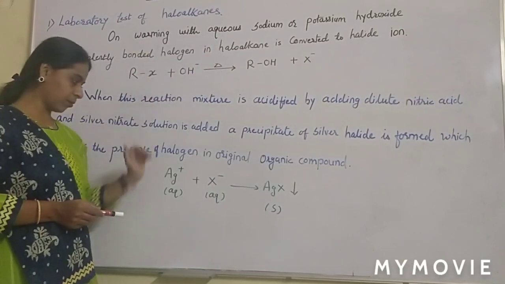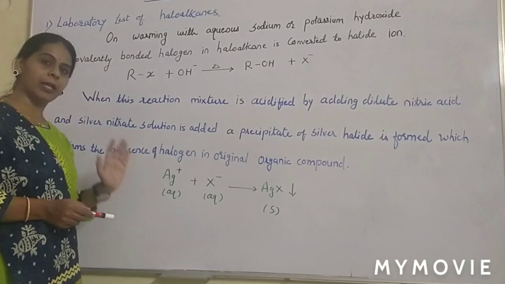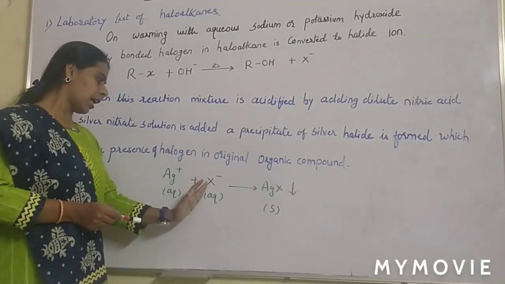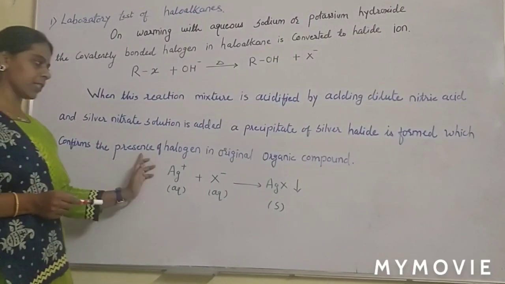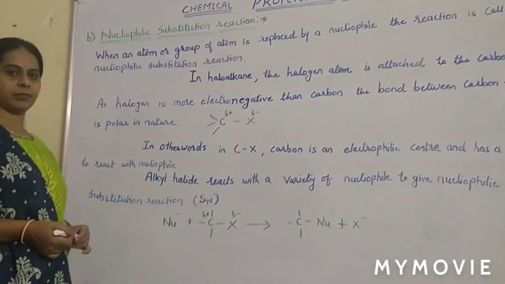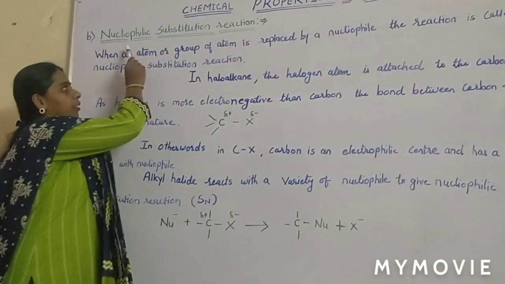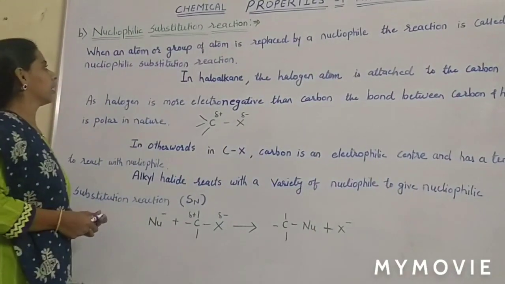When halide ions are present in that reaction mixture, then only Ag plus from silver nitrate, that is from AgNO3, combines with that halide ion, and there is a formation of precipitate. This confirms the presence of halogen atom in the original organic compound. Now the second chemical reaction is the nucleophilic substitution reaction.